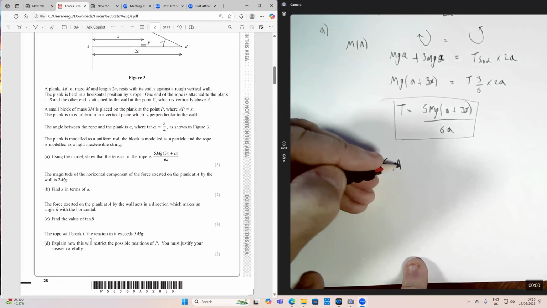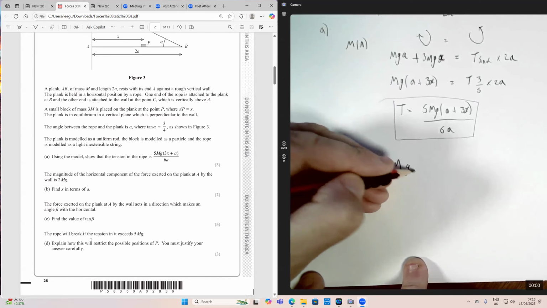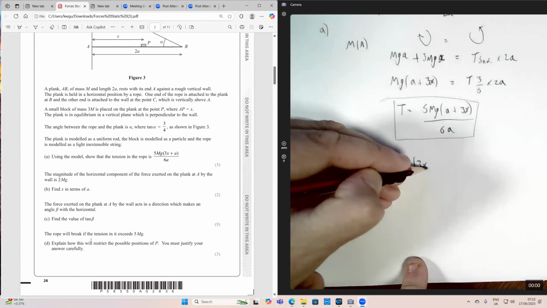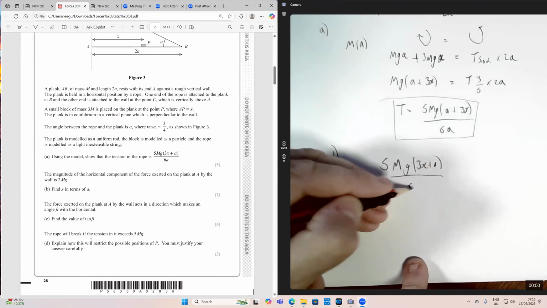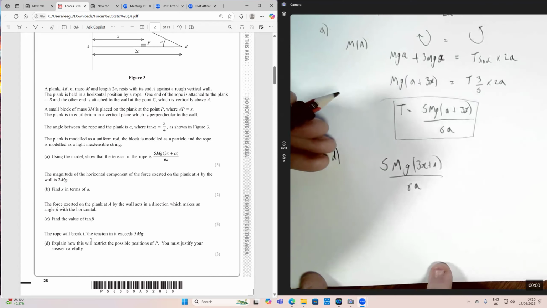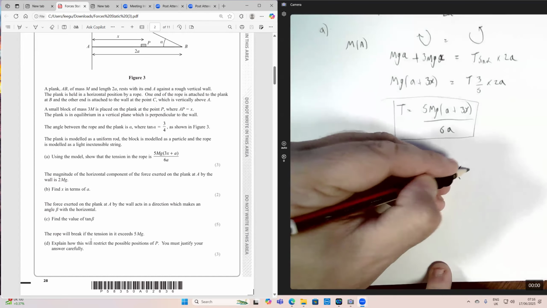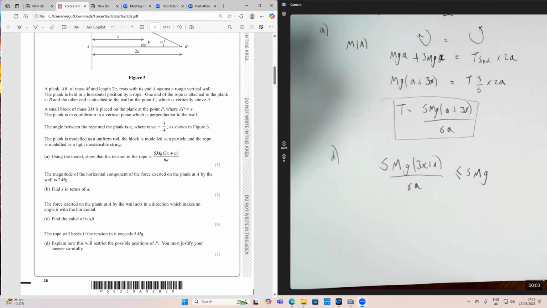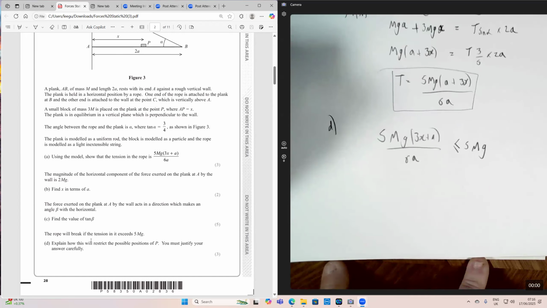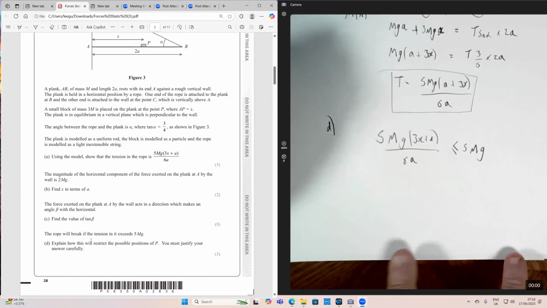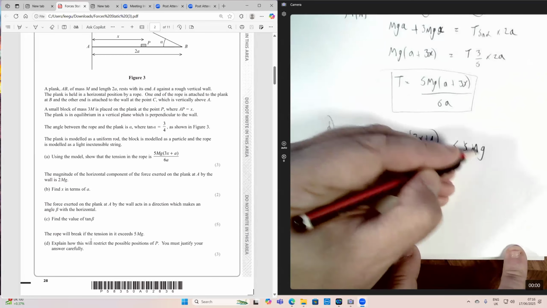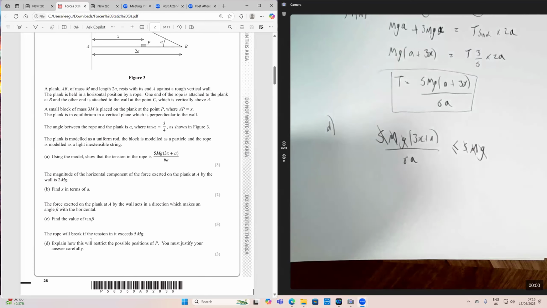So we're told that the expression for the tension is 5 mg times by 3x add a all over 6a. And we're saying now the condition is that this needs to be less than or equal to 5 mg, because it says if the tension exceeds it. So presumably the rope will not break if it equals it. So now all we've got to do is just rearrange this expression in order to find out what the limiting value of x is. Well, we can cancel 5 mg off both sides and times both sides by 6a.